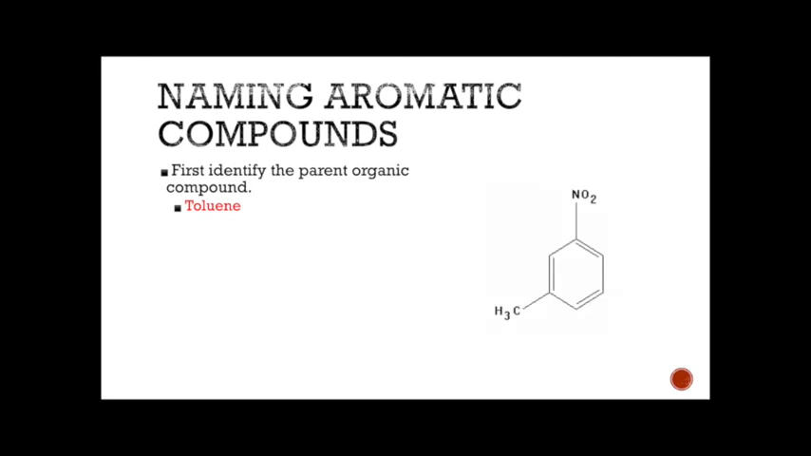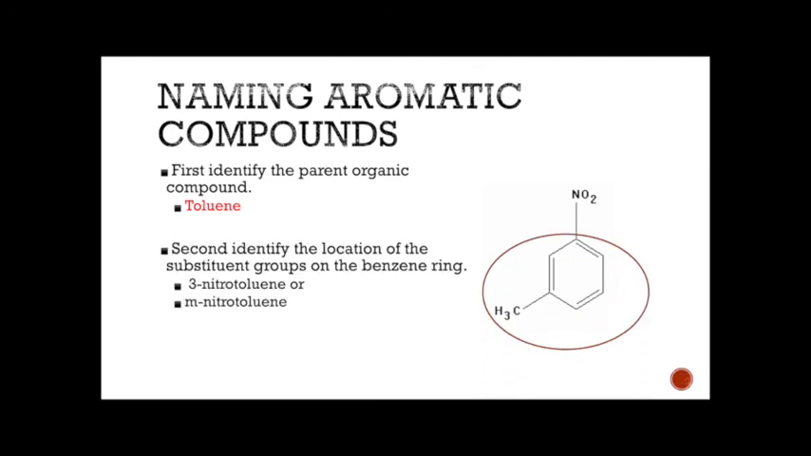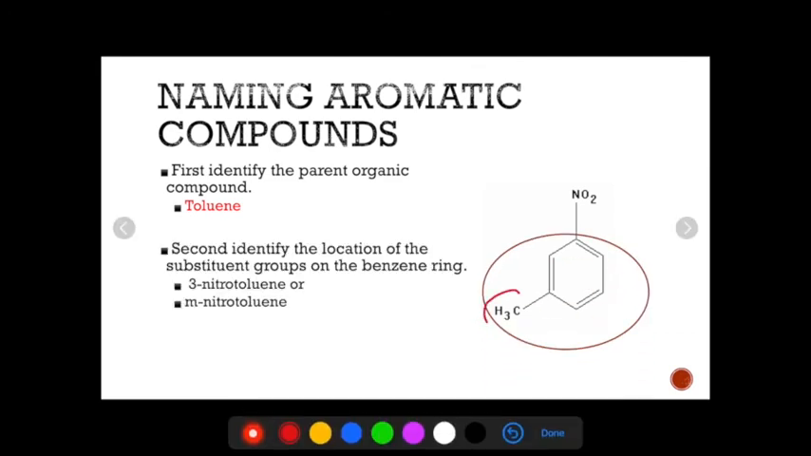Okay, so now let's name these. So a lot of times we're going to be using the common names of those aromatic compounds. That's why I want you to memorize them. So here's our aromatic compound. Okay, and I can see I have CH3 attached to it. So I know that that's going to make it toluene. That's what I'm doing first, identifying the parent organic compound. So I have toluene. That's my first step.